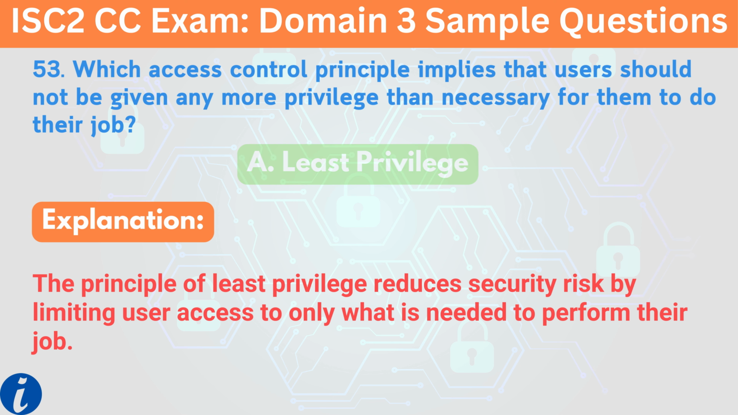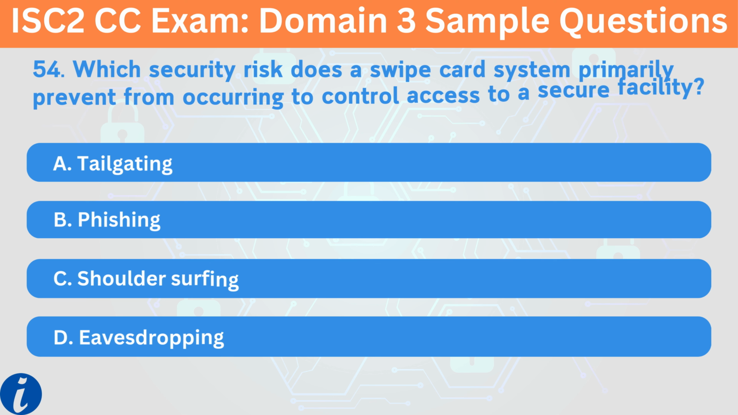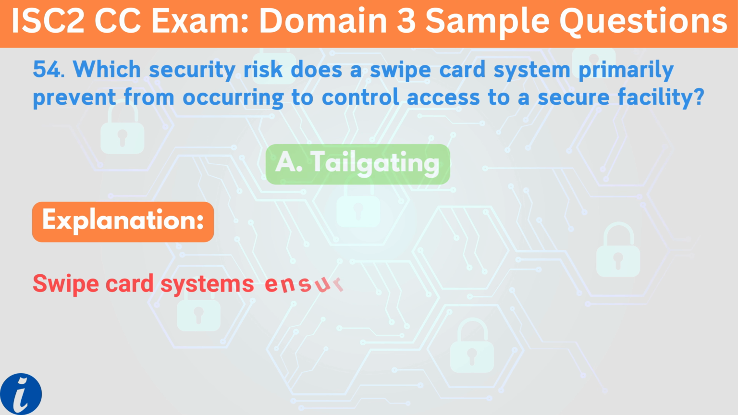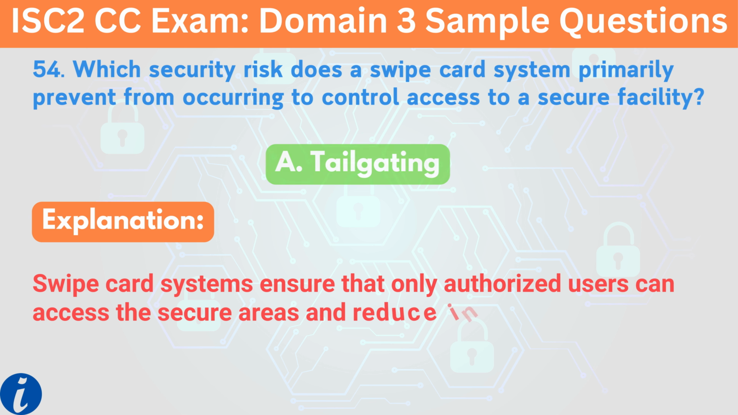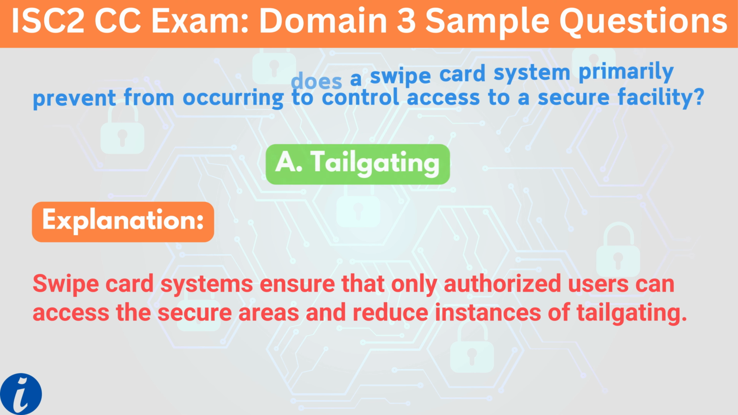to perform their job. 54. Which security risk does a swipe card system primarily prevent from occurring to control access to a secure facility? A. Tailgating. B. Phishing. C. Shoulder surfing. D. Eavesdropping. The correct answer is A. Tailgating. Explanation: swipe card systems ensure that only authorized users can access the secure areas and reduce instances of tailgating.